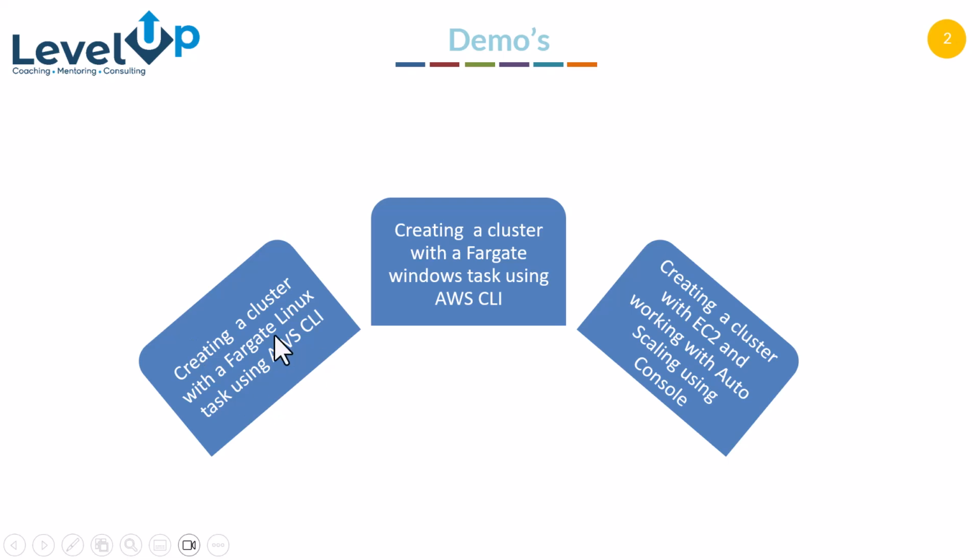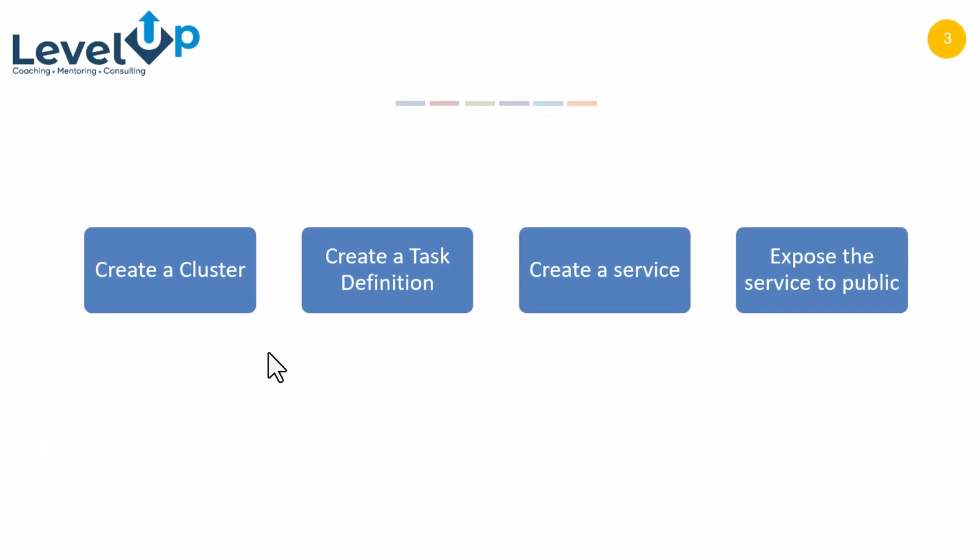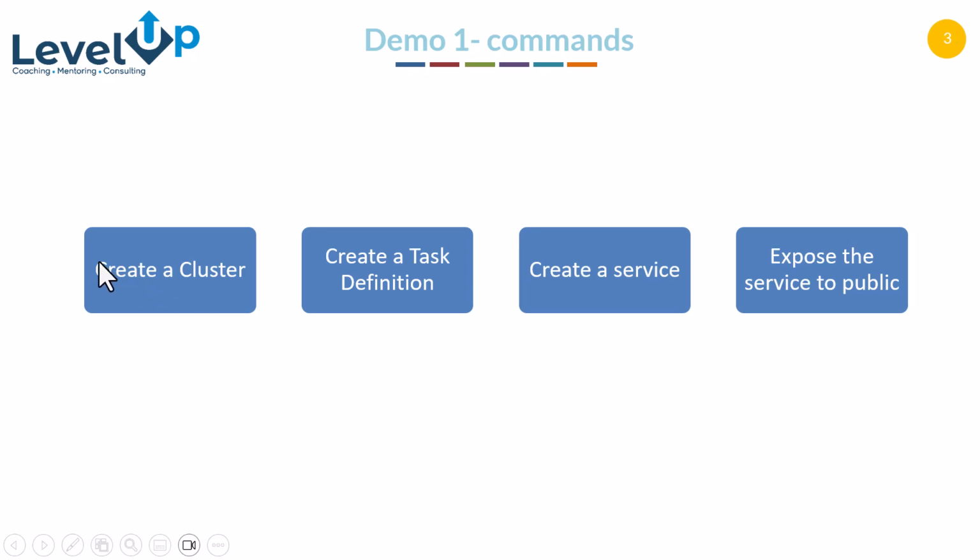Now let's discuss the first task. To do this first task, there are basically four steps. One is that we need to create a cluster, and we are going to do this with CLI. Second is we have to create a task definition. And once the task definition is created, we have to create a service and expose the service to the public. And then we can access the task via web browser. A task, we know, is a container. Let us see the commands. Anyhow, we will discuss the commands in detail when we are executing them.